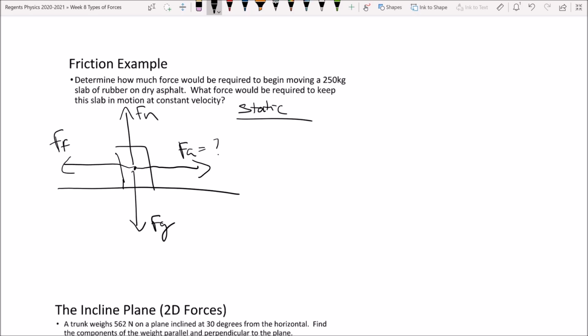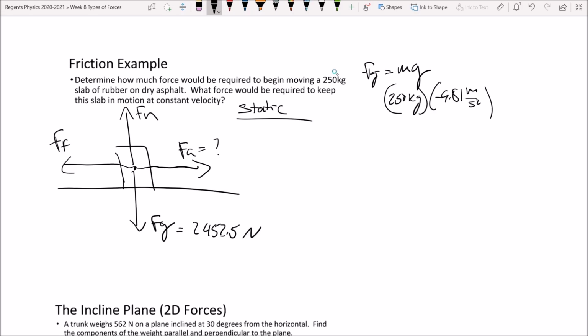So let's determine the force of gravity. Fg is equal to mg, so I have 250 kilograms times negative 9.81 meters per second squared. So 250 times negative 9.81 gives me a force of gravity here of 2,452.5 newtons. We see that when we're on a flat surface, the normal force is also going to be 2,452.5 newtons. Okay, so we've got that filled in. We don't know the applied force. I don't seem to know the friction force, so those are all empty. But we do know something else here.